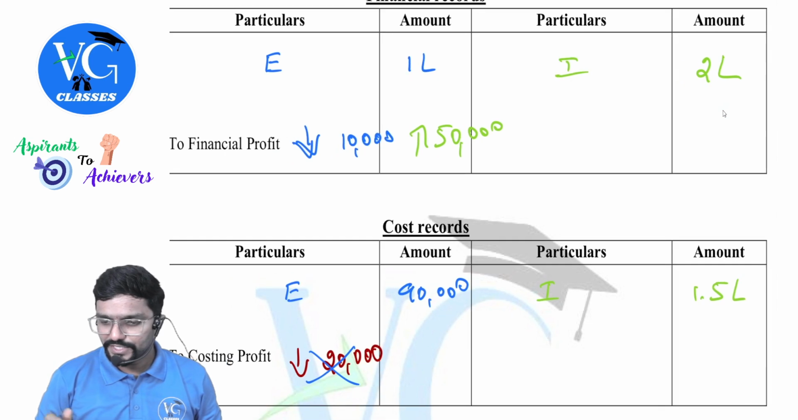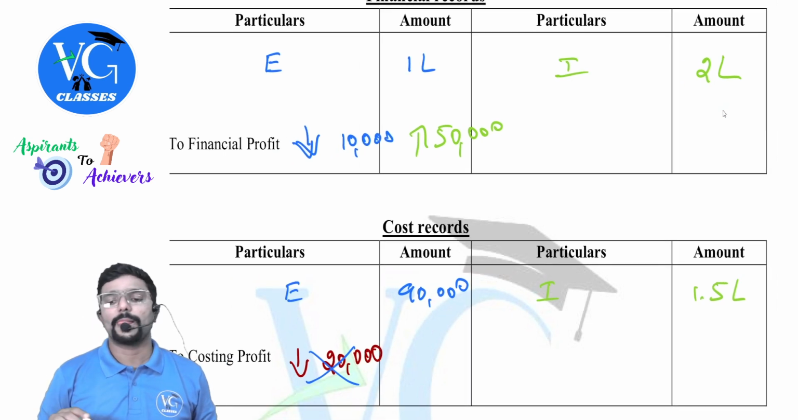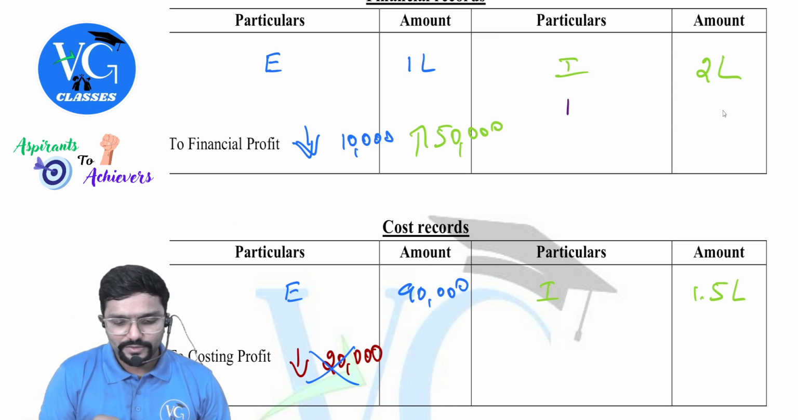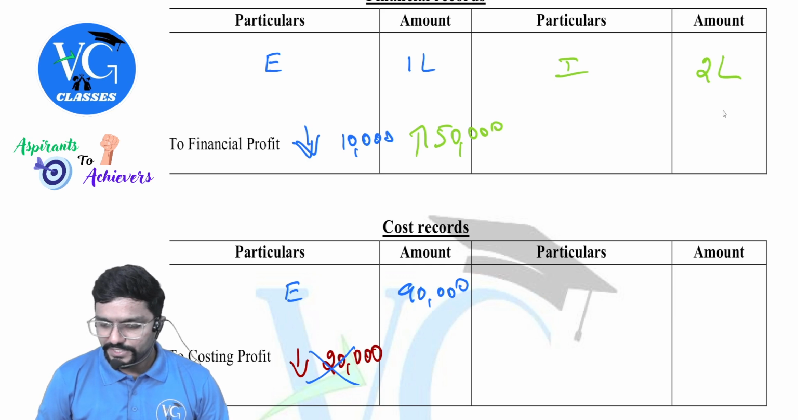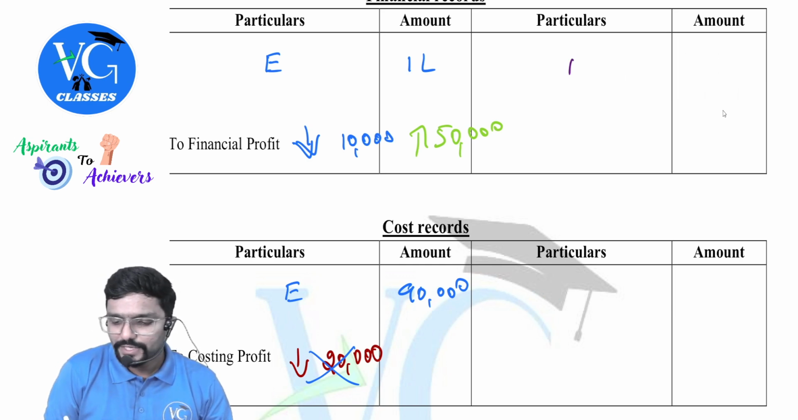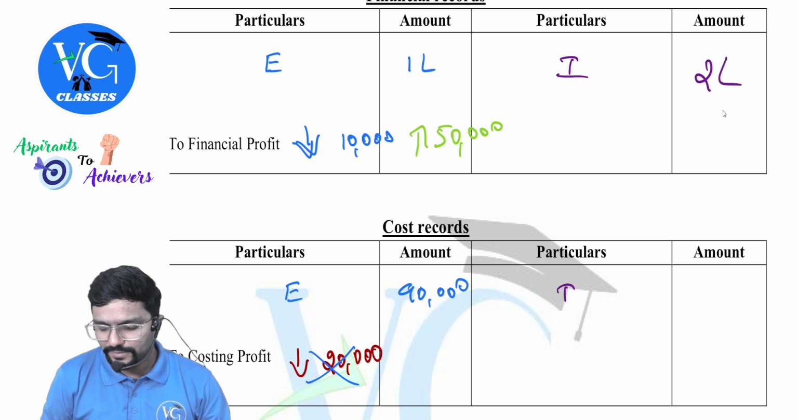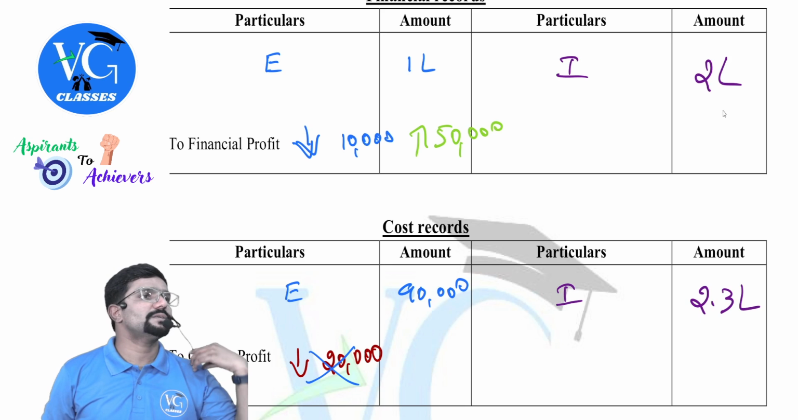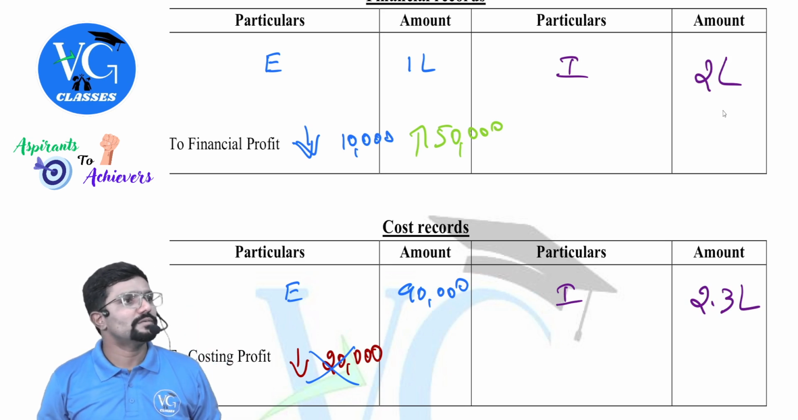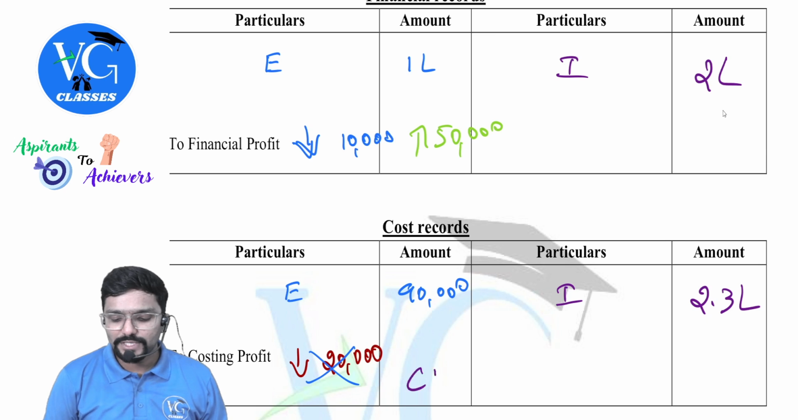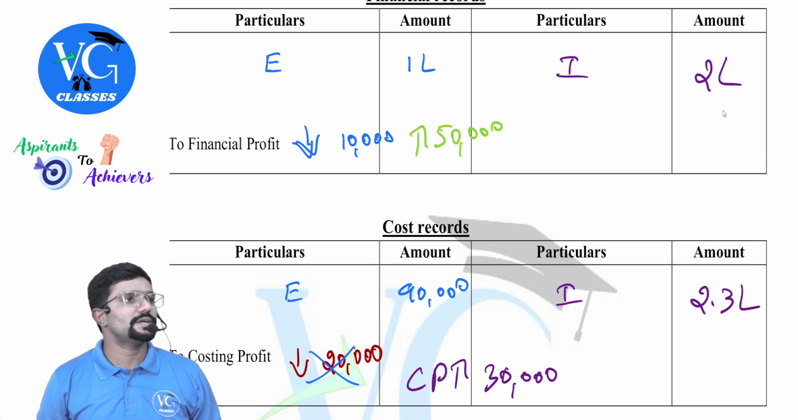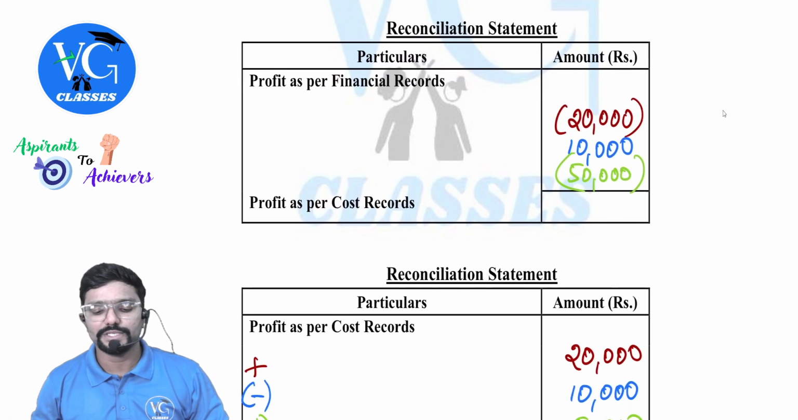Okay, sir. The last item, guys. Income I have recorded here as 2 lakh only. Here, income I have recorded as 2.3 lakh in the costing books, more. So because of this, my costing profit has gone up by an excess of how much, guys? 30,000. What do we do with this?